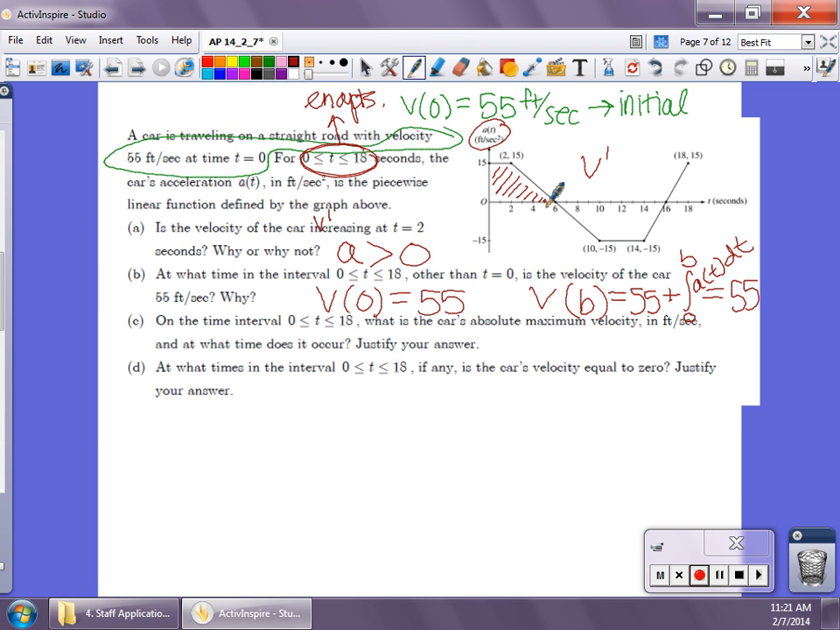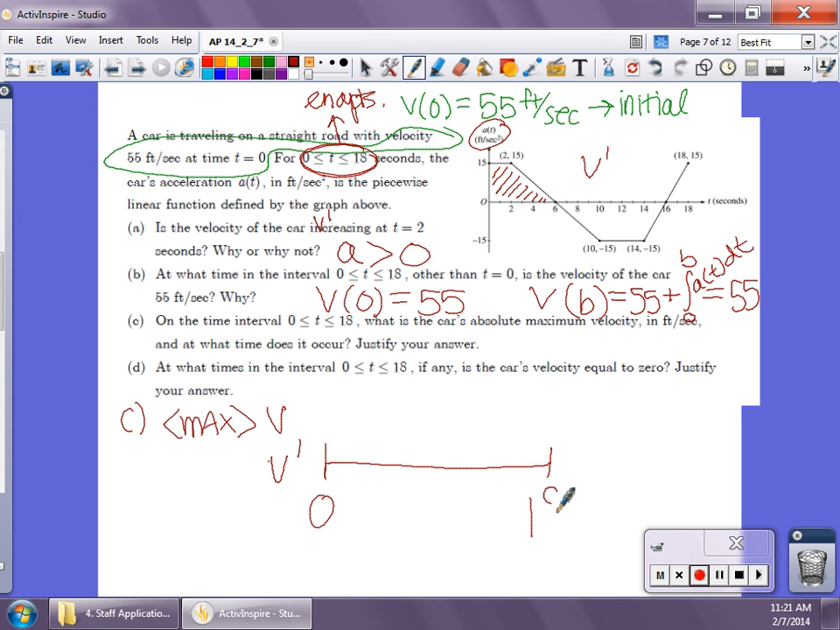Heads up. Part C, same as before, absolute minimum. I'm asking for maximum. I want to maximize velocity. If I want to maximize a function, what function do I need to make the sign chart for? Travis, what sign chart should I make anytime I'm trying to find a max? Yep. Whose graph do I have? Do I have velocities? I have acceleration.